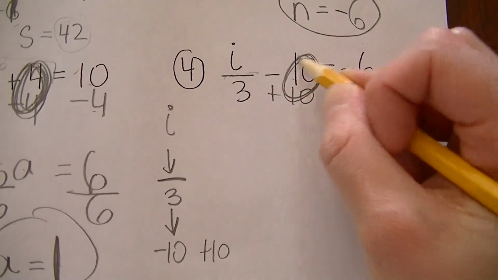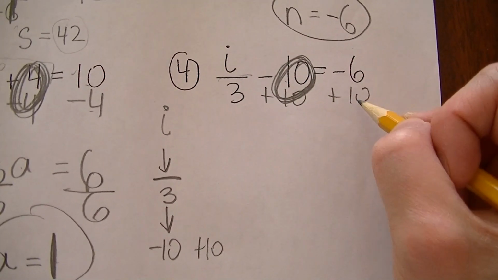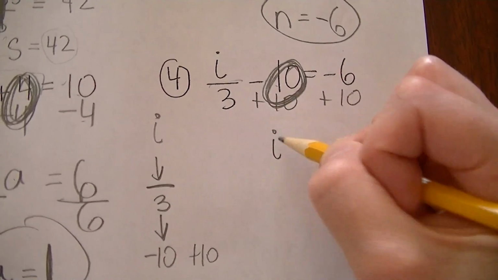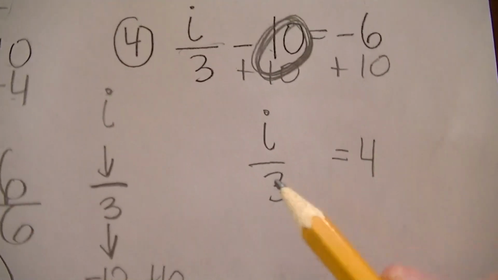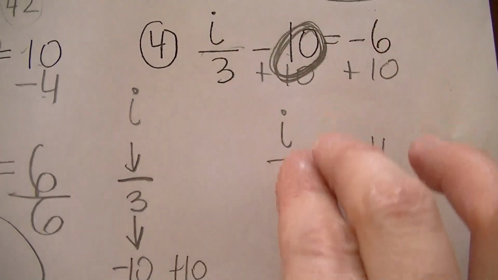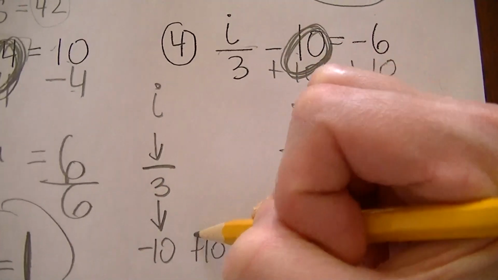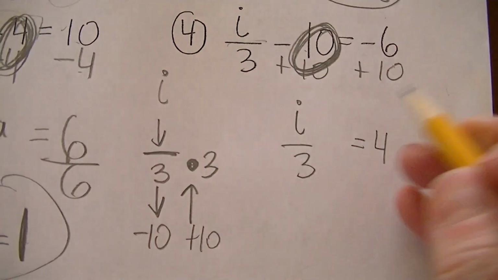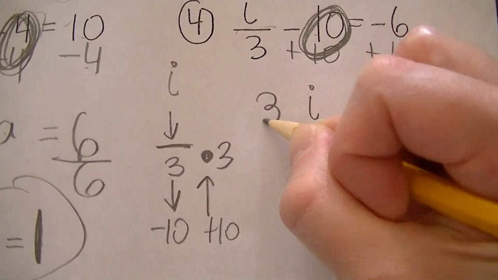-10 plus 10 is 0. -6 plus 10 is 4. Bring down what's left, I divided by 3. Okay. Now that you've rewritten it, because you've simplified that problem, you're going to go back up. The opposite of divide is to multiply. So we're going to multiply both sides by 3.